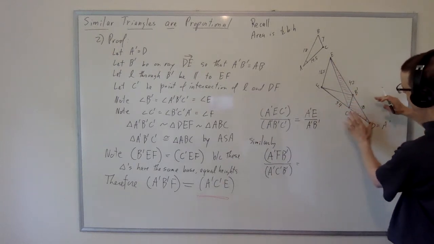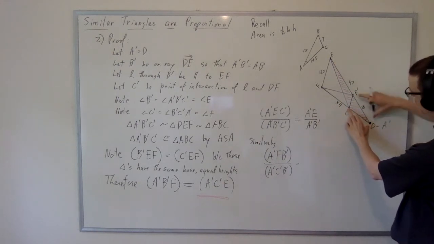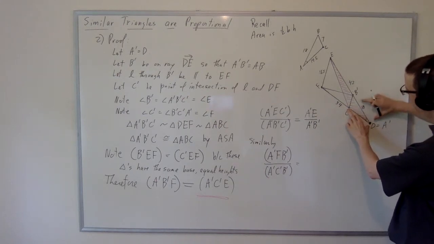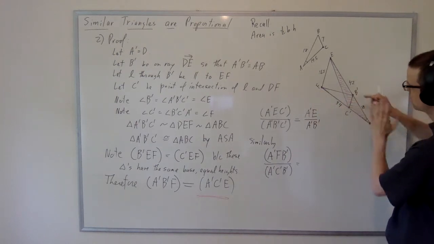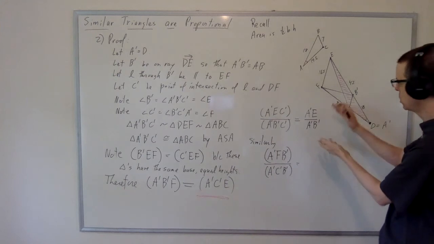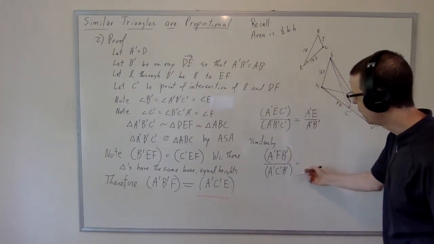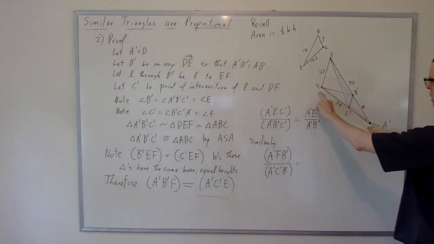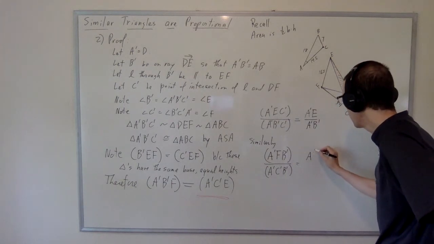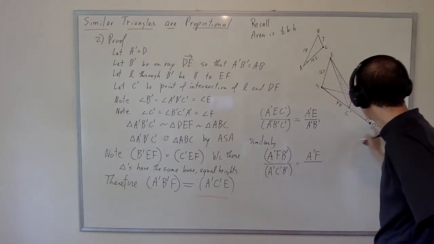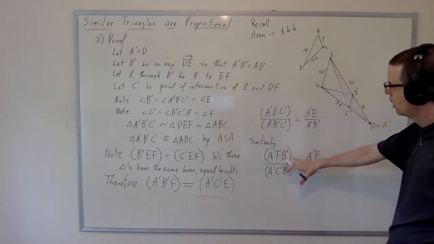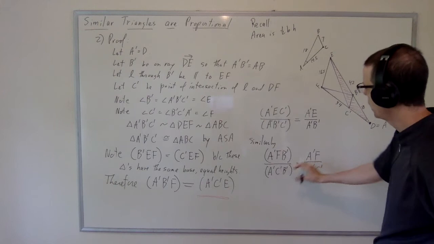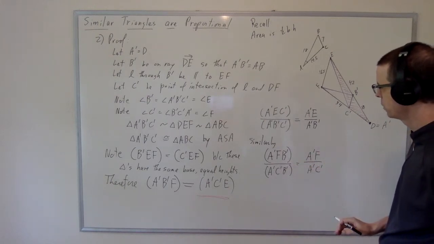And so for both triangles, we can take the base of the smaller triangle to be A prime C prime, and the height will be this distance. And the base of the larger triangle will be A prime F, and the height will be, again, this distance. So they have the same height. And so just as before, the ratio of their areas is the ratio of their bases, but their bases in this case will be A prime F and A prime C prime. So the ratio of the areas is equal to the ratio of the bases.